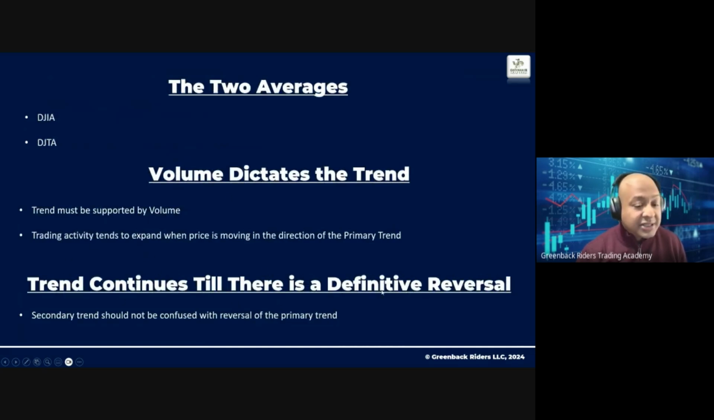The definitive reversal happens when we have actually taken a close below the lowest close that the market had. If we are closing below that, then we are saying that, okay, maybe the market is turning at this point of time. But then as soon as we are coming out of that swing low, there is another swing low which will provide support to you. So now the market will pay attention to that as well.